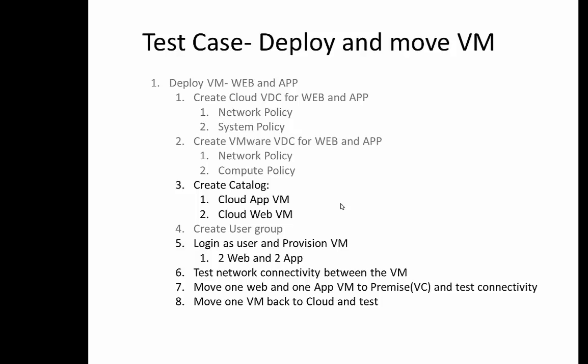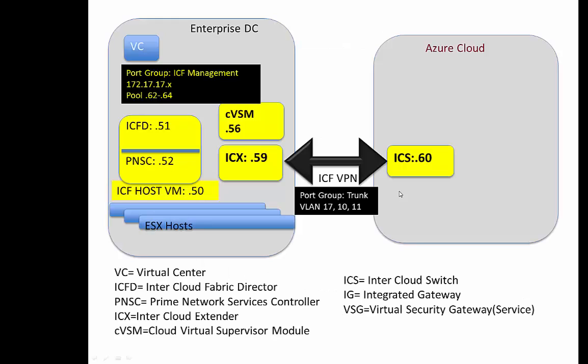We've already done the user groups. So right now the process is, after we do the catalog, we'll start provisioning web, app, and management, and then test the network connectivity. And later we'll probably initiate a move. Looking at the diagram, I think in previous slides there was a typo on the bottom left hand side. ICX, Intercloud Extender, is on the enterprise data center, and ICS, the Intercloud Switch, is on your cloud side.